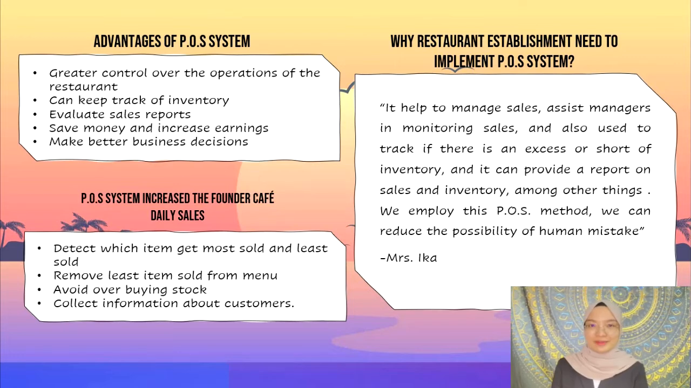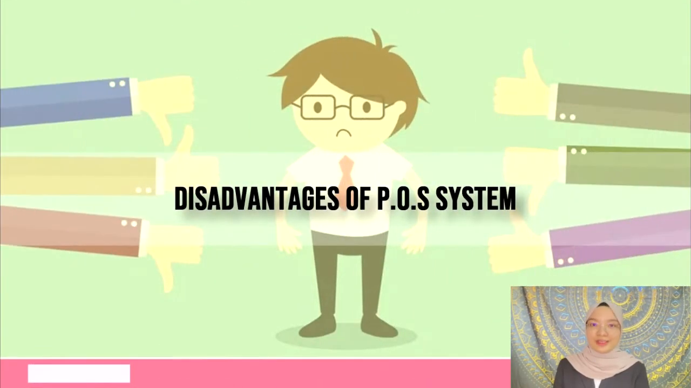My name is Siti Noorada binti Alias and my metric number is 273926. I'm going to continue my part, which is about the disadvantages of the POS system.